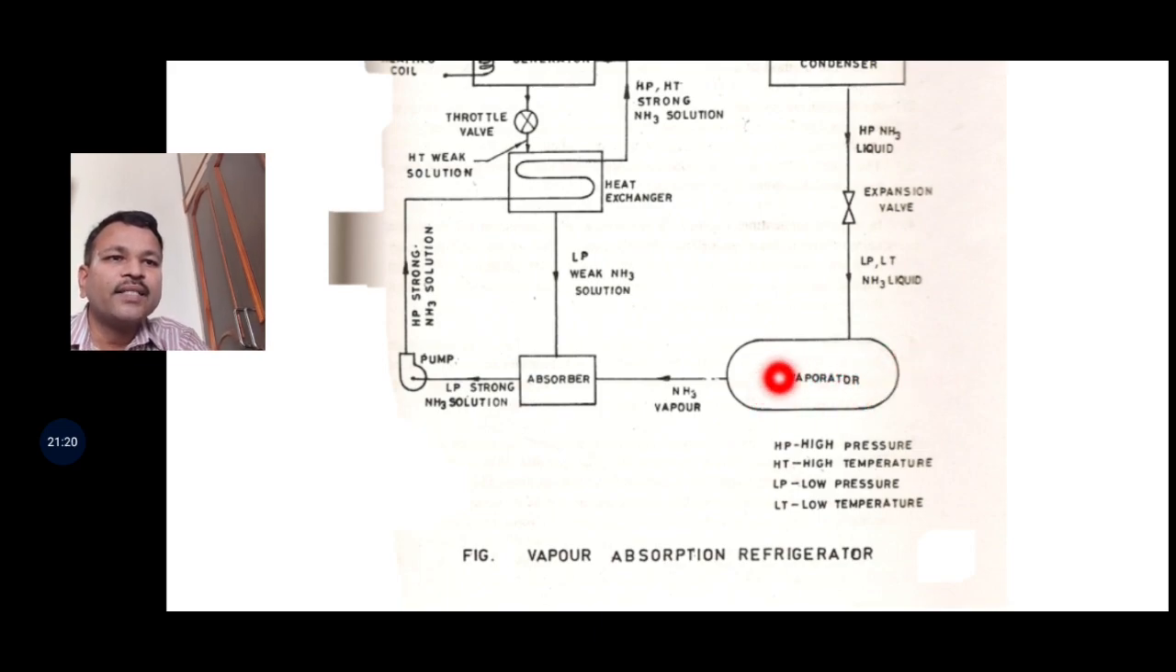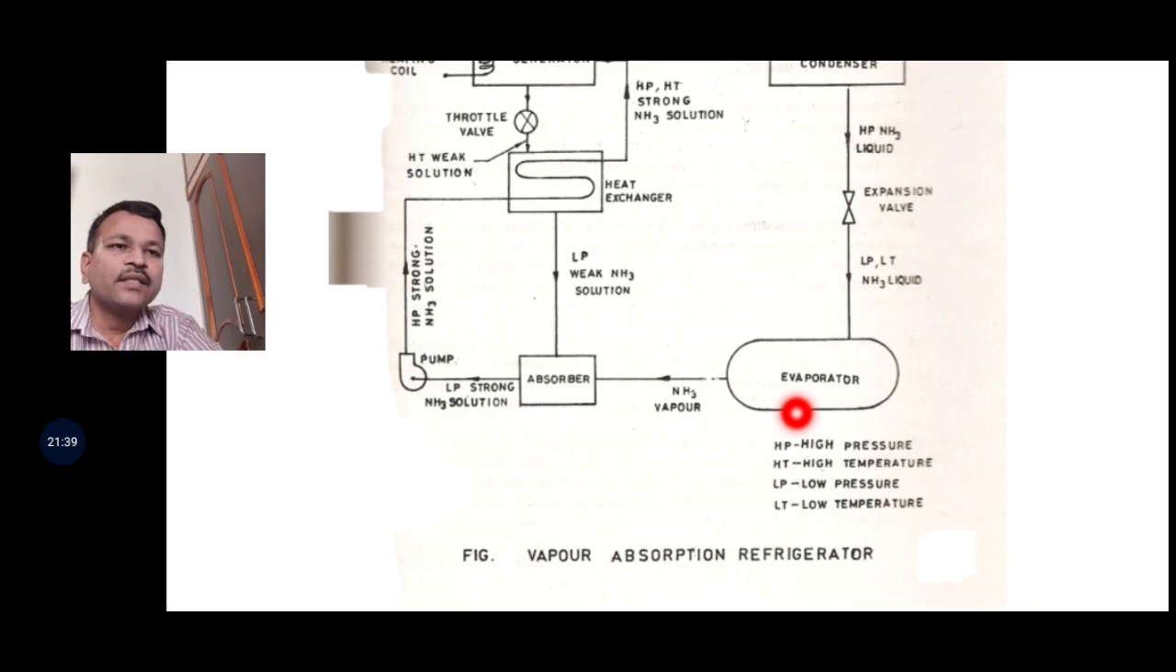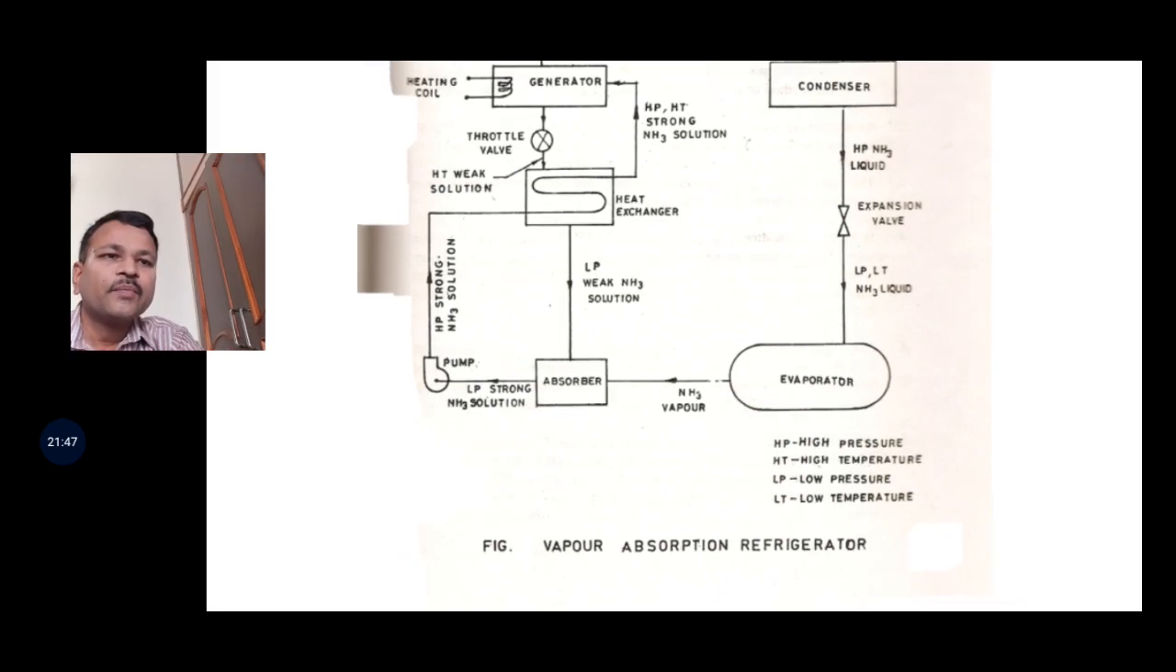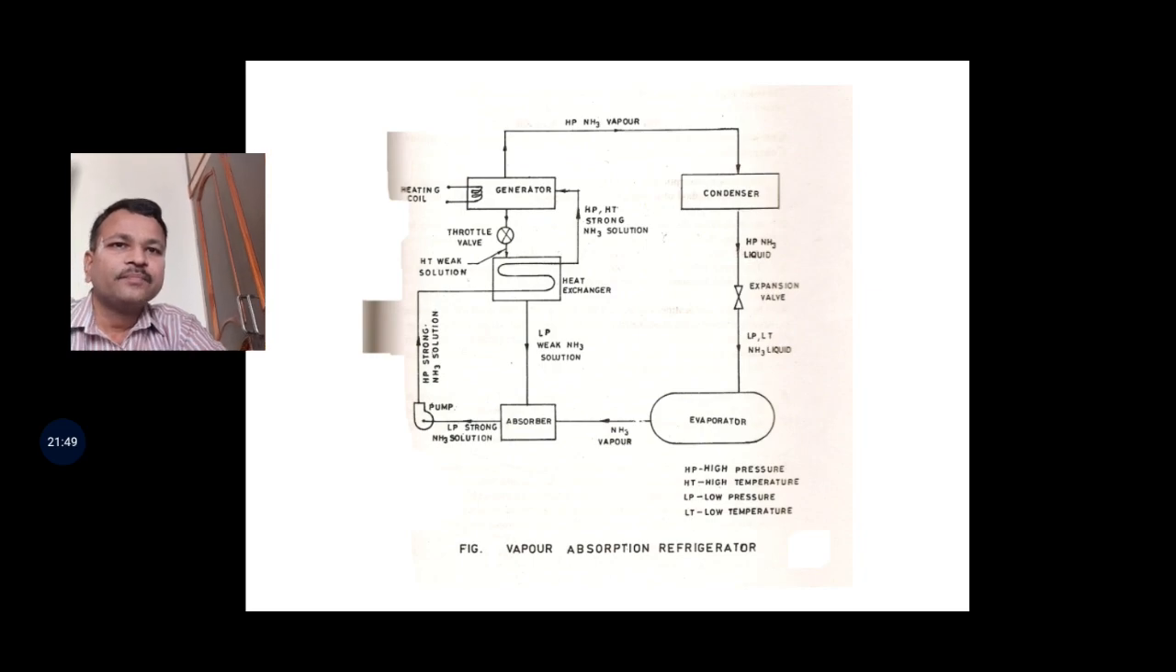That means one cycle is complete. Again the ammonia vapor comes to the absorber. You have to repeat the cycle several times as long as needed until the desired temperature is achieved in the refrigerated space. Once the heat increases again, the cycle starts again. It has to maintain that. So this is the vapor absorption refrigeration system.